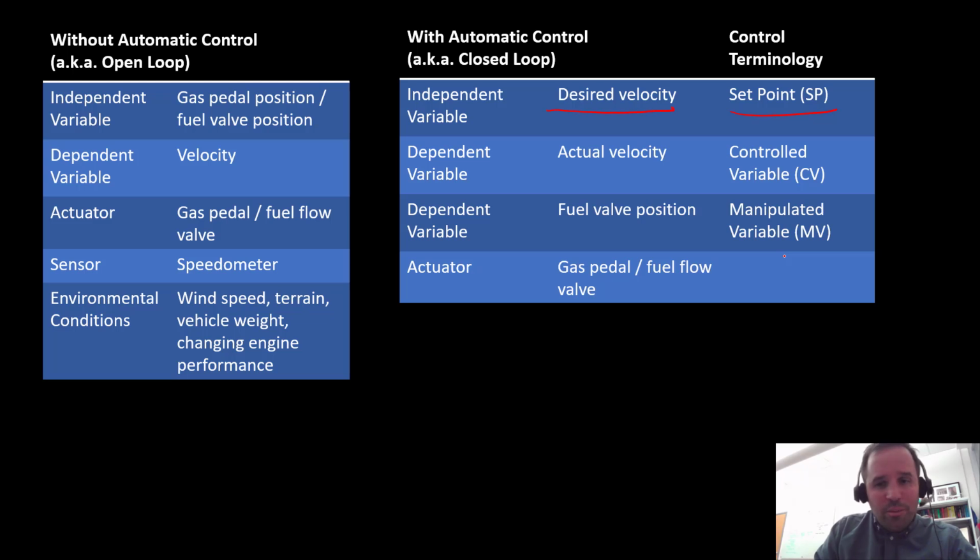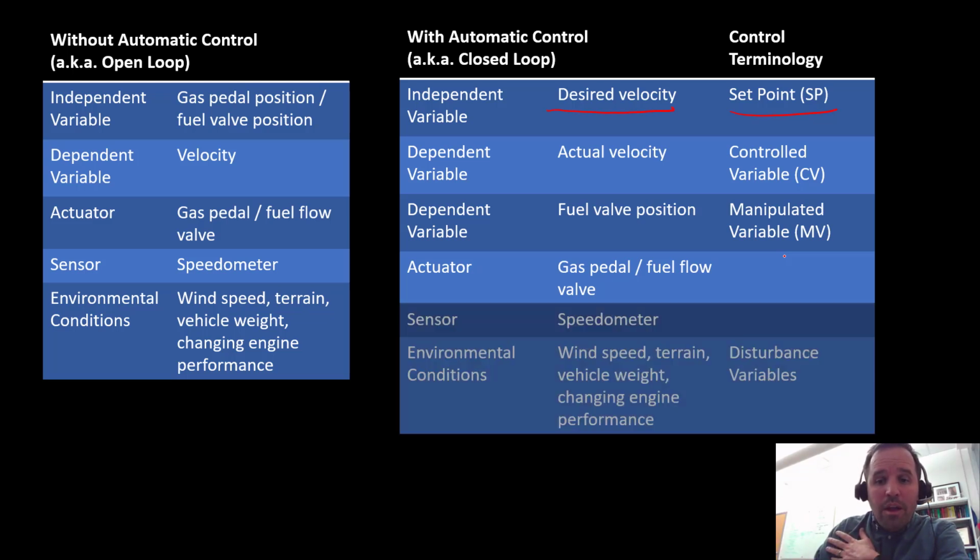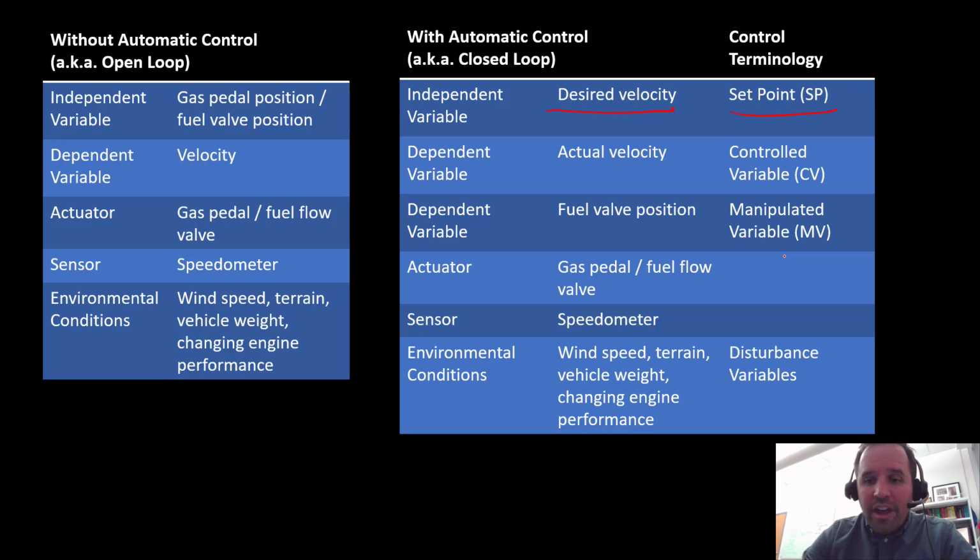The actuator would still be the same. It would still be the fuel flow valve. That's the thing that is ultimately changing, that changes the performance of our system. And we would still have the sensor being our speedometer. We might also call that a velocity transmitter. And then our environmental conditions, we could call those disturbance variables, or those are things that are out of our control, but that still dramatically impact the performance of our system.